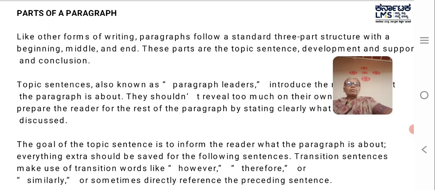Transition sentences make use of transition words like however, therefore, similarly, and sometimes directly give reference to the preceding sentence. You can look for these words like however, therefore, or similarly and learn that they are the supporting sentences, or sentences which give evidence to the topic sentence.